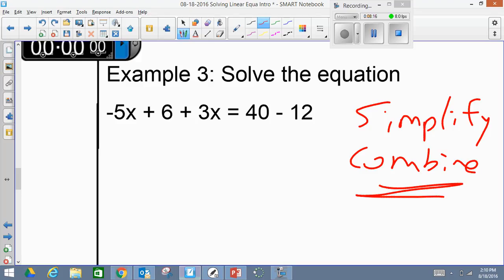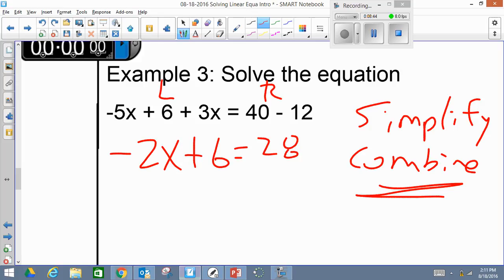So on the left side, here's my left, here's the right side. On the left side, I have x here and x there, so I have to combine those two. Now I go by whatever they have in front. Negative 5x plus 3x is going to give me negative 2x. Bring down the plus 6. And on the other side, I combine those two because neither one of them has an x. So they're like terms, they're constants. 40 minus 12, 28. That's an 8, by the way. Sorry about that. Now it's a regular and easy equation.